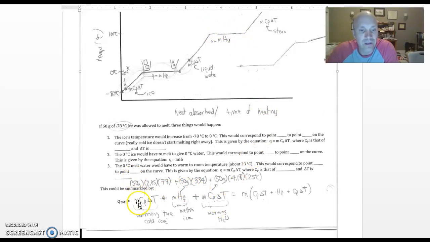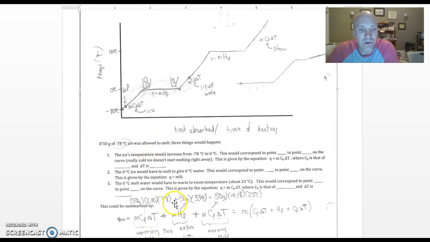So filling in, m is the mass. That's 50 grams. The specific heat of ice is 2.05. And what's the temperature change? Notice we're not doing the temperature change from minus 78 to room temperature. We're just doing the temperature change for this part right here. So what is the difference in temperature from minus 78 to 0? That's 78 degrees for that part right there. That's why we're going to put 78 right there.